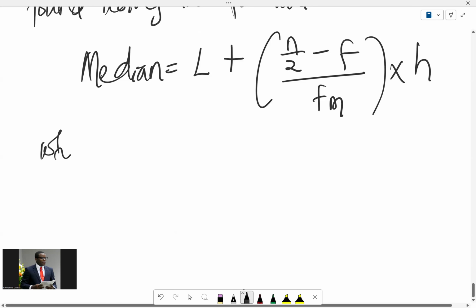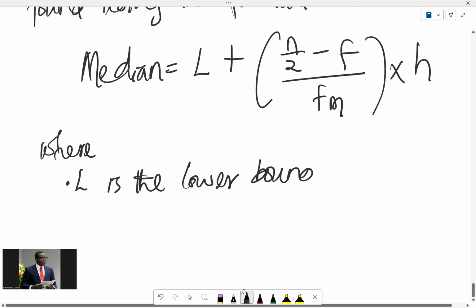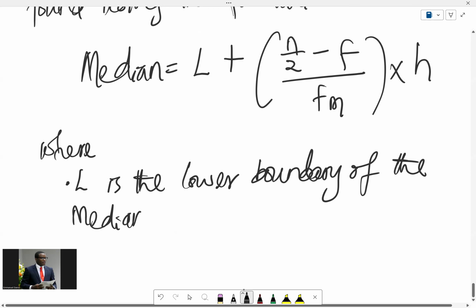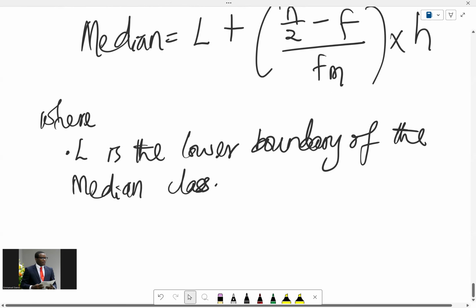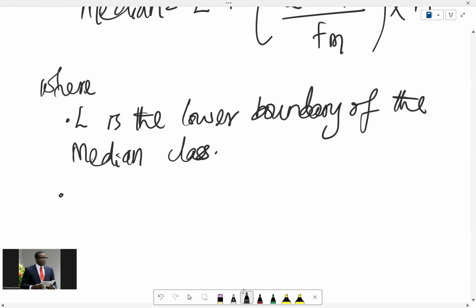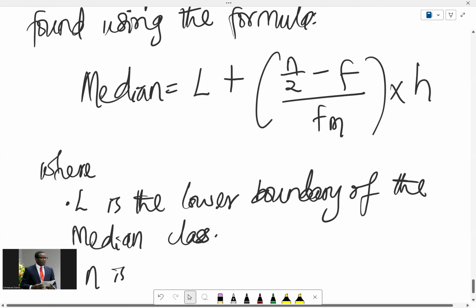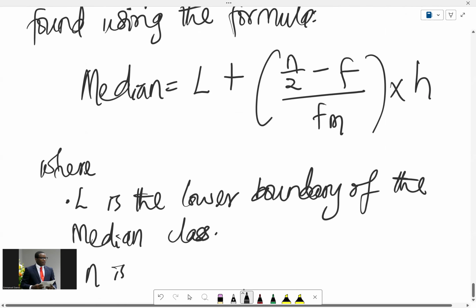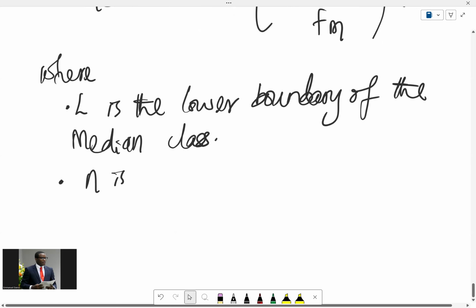So where L is the lower boundary of the median class. Okay, so it means you have to identify the median class and then get the lower boundary of that median class. I'm going to explain all that with the data we've been using. And then the next thing is N. L is the lower boundary of the median class. N is the total number of frequencies.